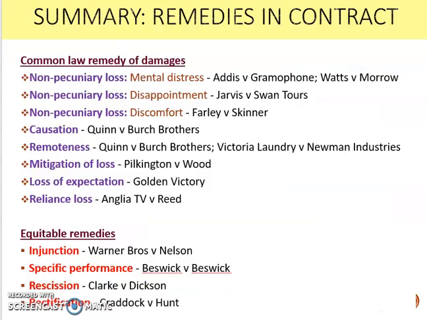To summarise then, we've looked at the common law remedy of damages, the reluctance on non-pecuniary losses, the normal rules of causation, remoteness and mitigation of loss, and also be aware of equitable remedies which are at the discretion of the court.